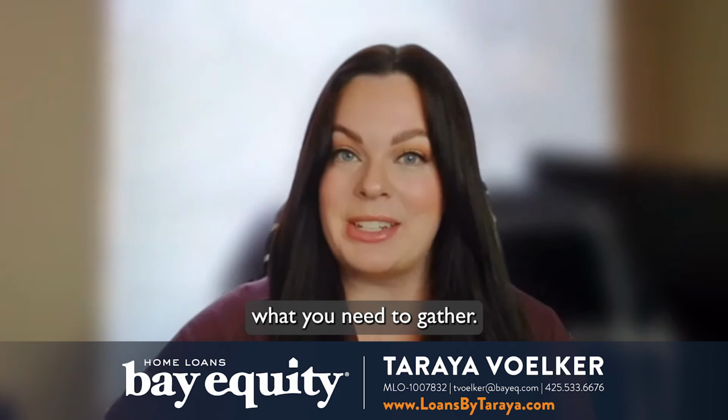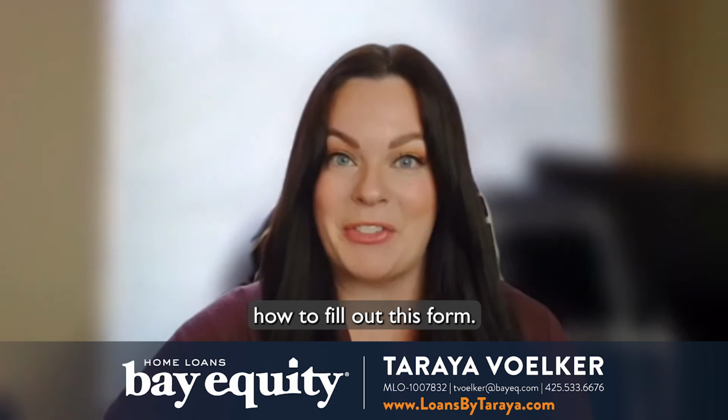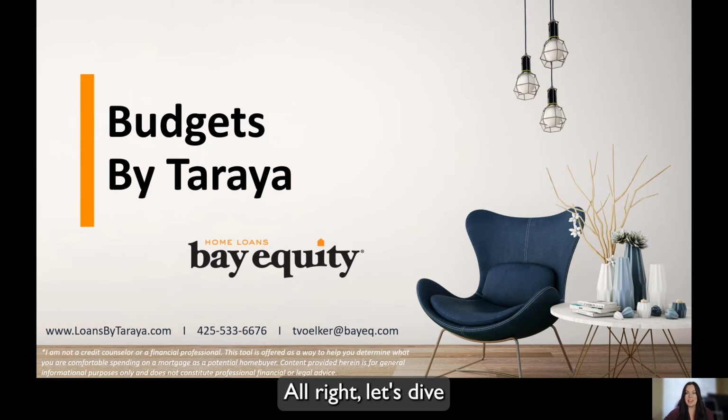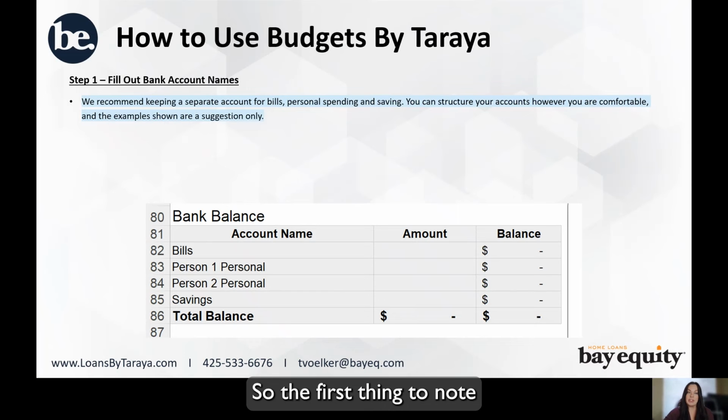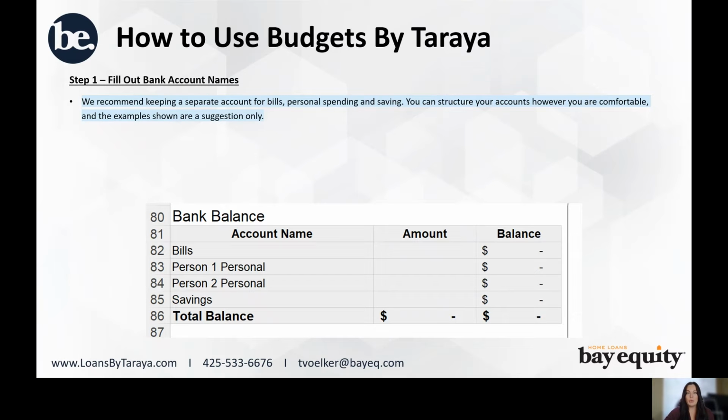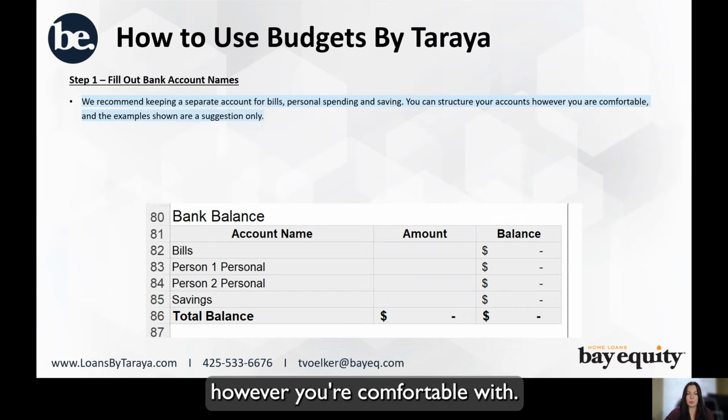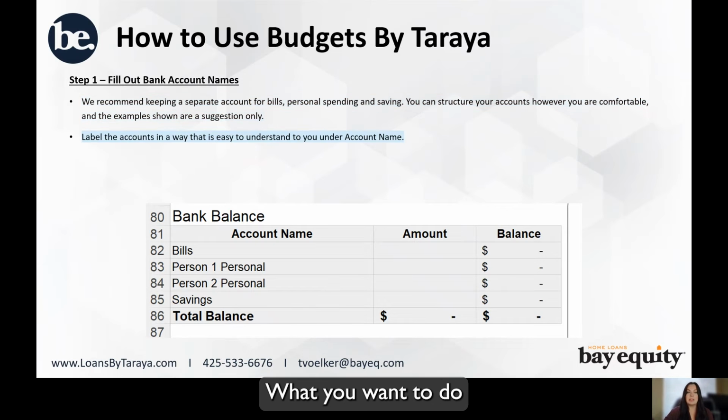Now that we've gone over what you need to gather, we're going to dive into how to fill out this form. All right, let's dive right in on how to fill out the Budgets by Taraya tool. So the first thing to note is that we recommend keeping a separate account for your bills, personal spending, and saving. You can structure your accounts however you're comfortable with. The examples that are shown are suggestions of how we personally like to use this. It's up to you and whatever works for your family. What you want to do is label the accounts in a way that's easy to understand for you, and you can do that under the account name.